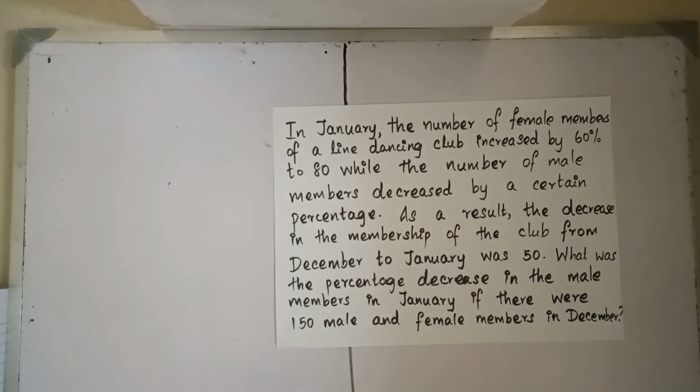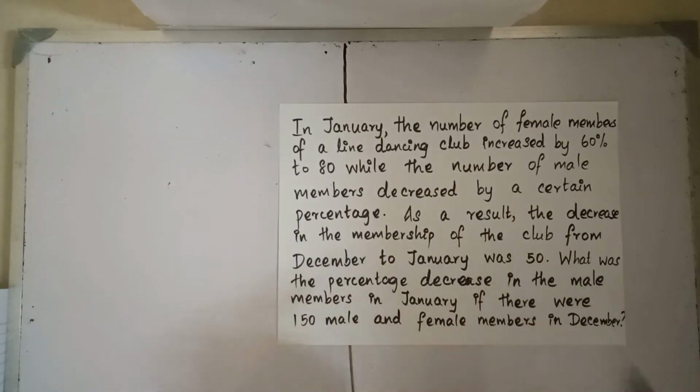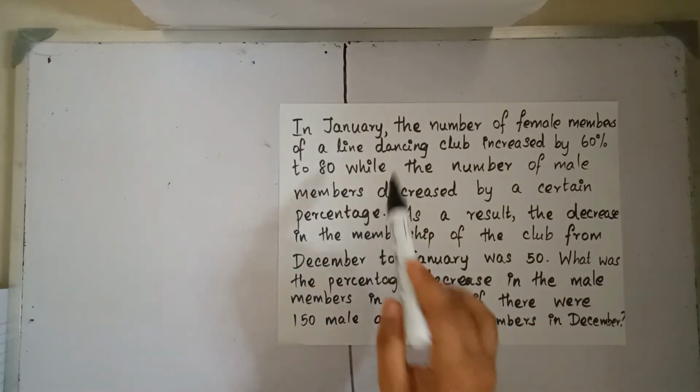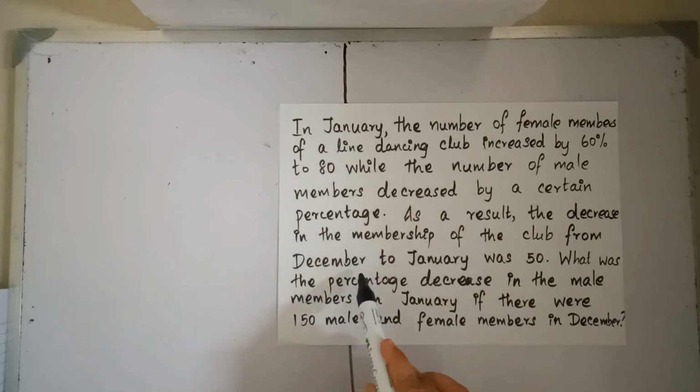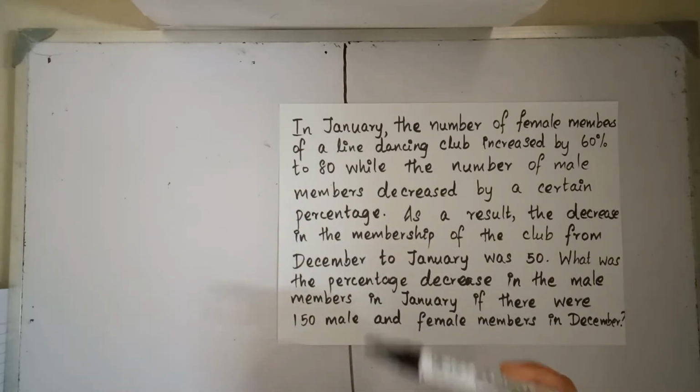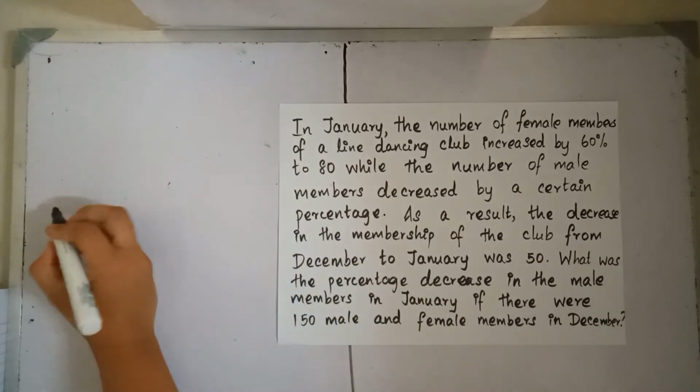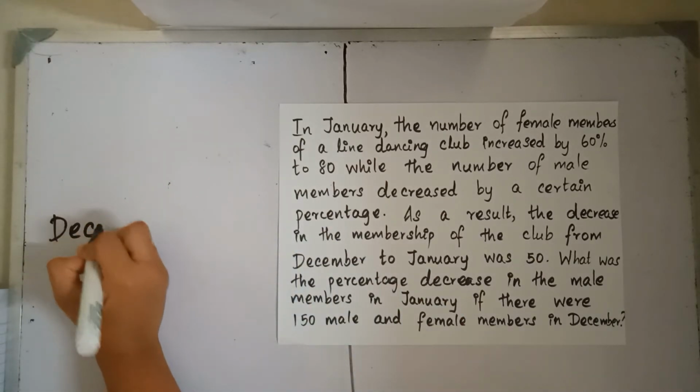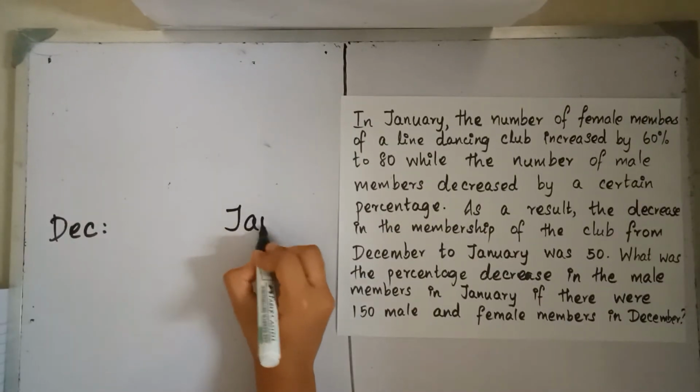Now if you look at the problem just as it is, it seems really confusing. So let's first break it down. Okay, so we have 2 months. We have January and December. They are comparing the number of male members and female members in these 2 months. So we can write that down. We have December and January.